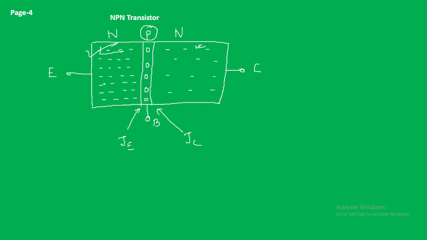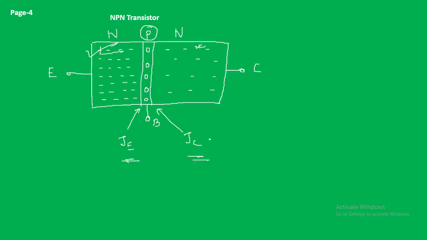And similar to PNP transistor, here also we have two PN junctions. One is the base emitter junction, which is denoted as JE, and the other is the base collector junction, or collector base junction, that is denoted as JC.